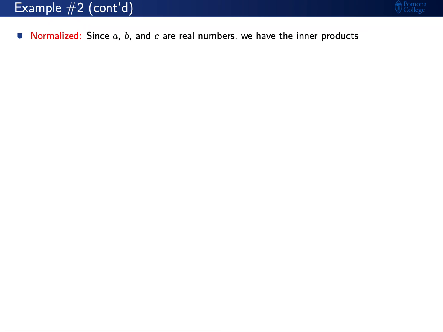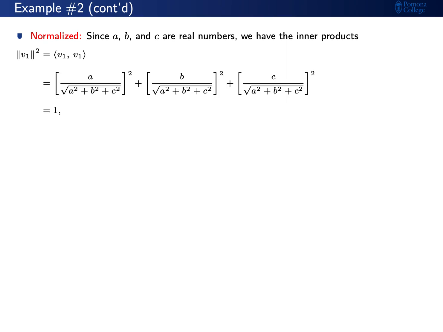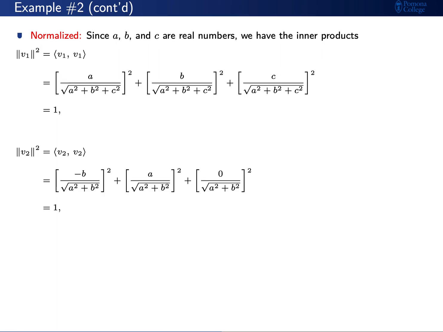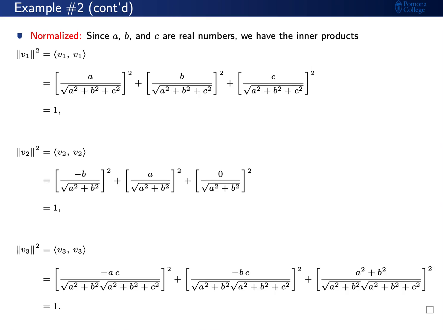Finally, we have to show that the vectors in our set beta are normalized. Here, we just take the norm of our vector v1, and by taking the square root of the sums of the squares, we see that we find 1. Similarly, the norm of v2 also reduces to 1. And there's a little bit of work, but the norm of v3 also reduces to 1. So we do indeed have an orthonormal basis.